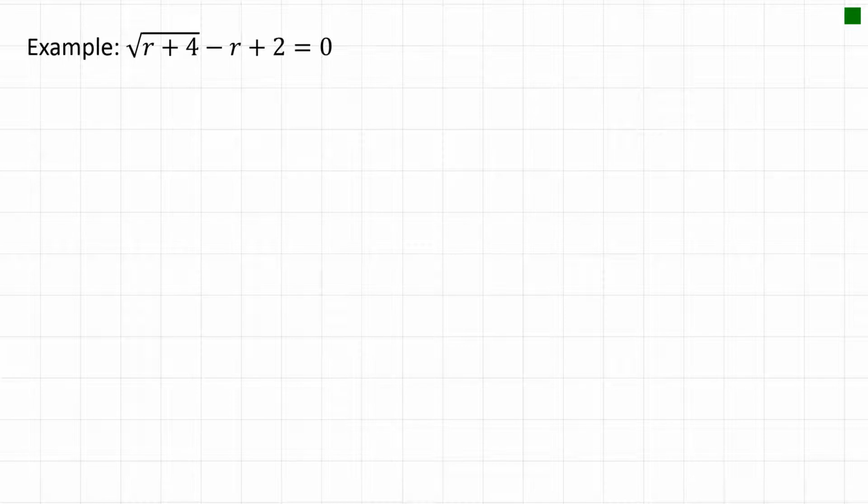This question is going to require a similar solution, which is first we're just going to try to isolate the radical. So to do that, we're going to have to add r and subtract 2 to each side. So I have the root of r plus 4 is equal to r minus 2. And then I square each side. So square and square.